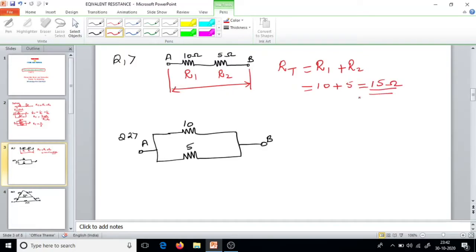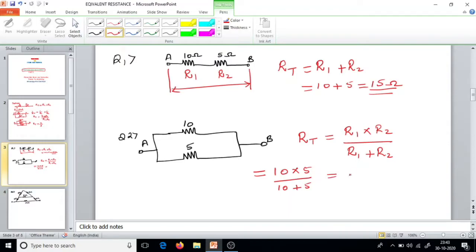If these two resistors are connected in parallel, what happens? RT is given by R1 multiplied by R2 divided by R1 plus R2, which equals 10 multiplied by 5 divided by 10 ohm plus 5 ohm, 15. That is 50 divided by 15. If we simplify it, we get 10 divided by 3 ohm.